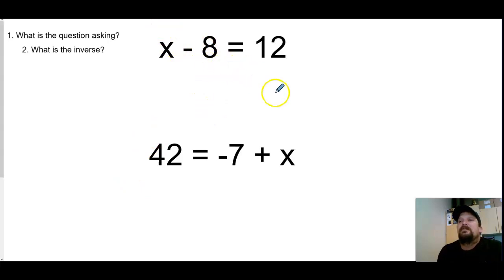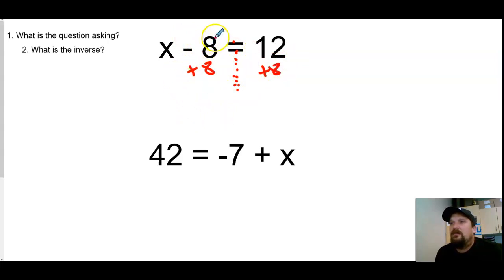What's this asking? This is saying what number minus 8 equals 12. We need to know the inverse of this number by the x. Remember, the whole point is trying to figure out what this number is, so we've got to get this number away from the x so it's by itself. What's the inverse of a minus 8? That would be a plus 8. Remember, we have our little separation. Since we added 8 here, you have to add 8 on this side. These cancel out. X equals, what's 12 plus 8? That would be 20.